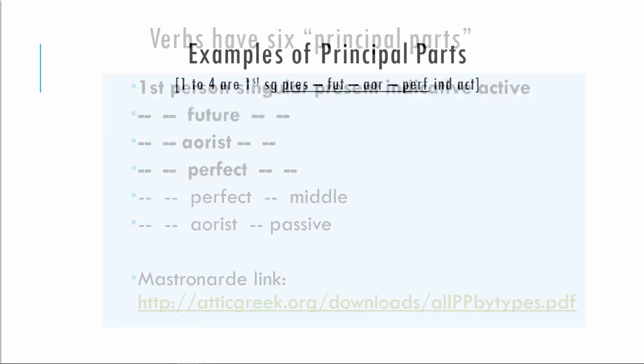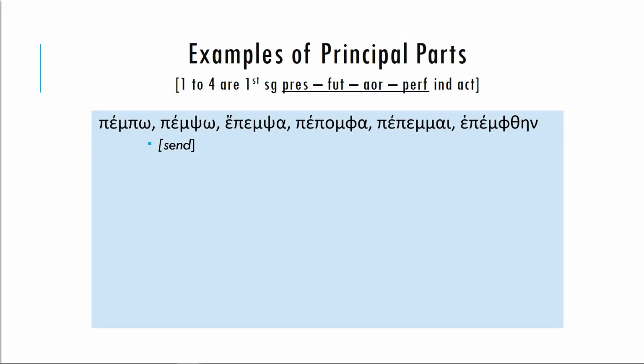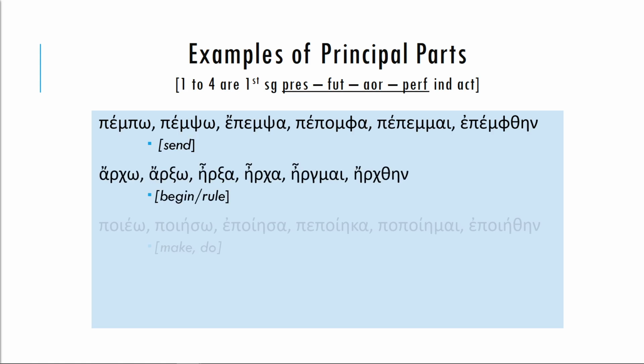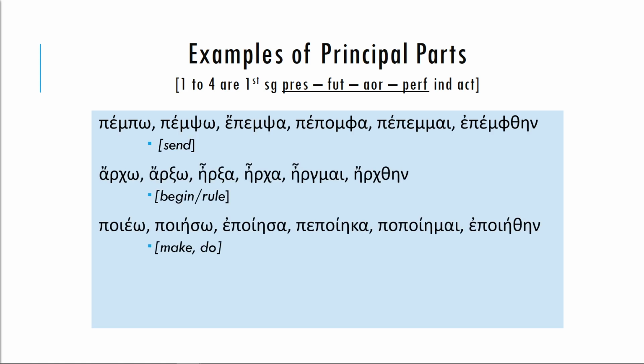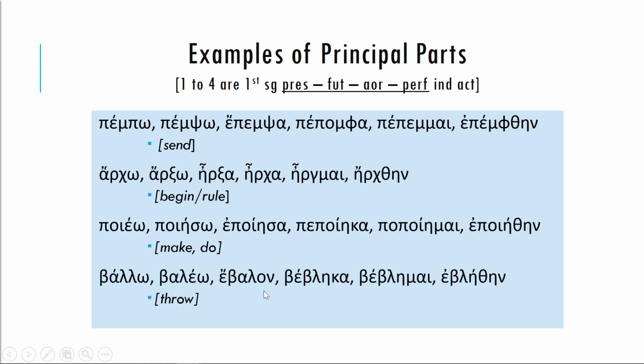So an example of principal parts is pempo. Pempo is the present, pempso is the future, epempsa is the aorist, pepomfa is the perfect, pepemmai is the perfect middle, and epemphthen is the aorist passive. And this is always going to be the case. Likewise archo, likewise poieo, and balo, and you'll see some characteristics. Notice how the 6th principal part always ends with then. That's going to be important.